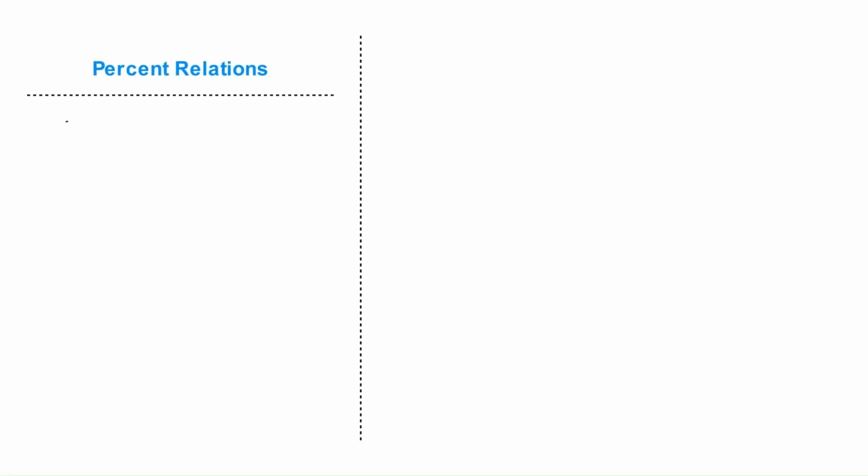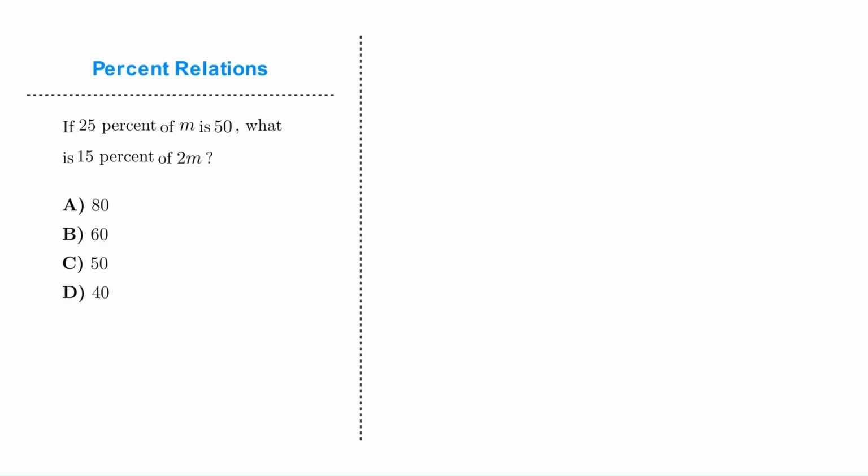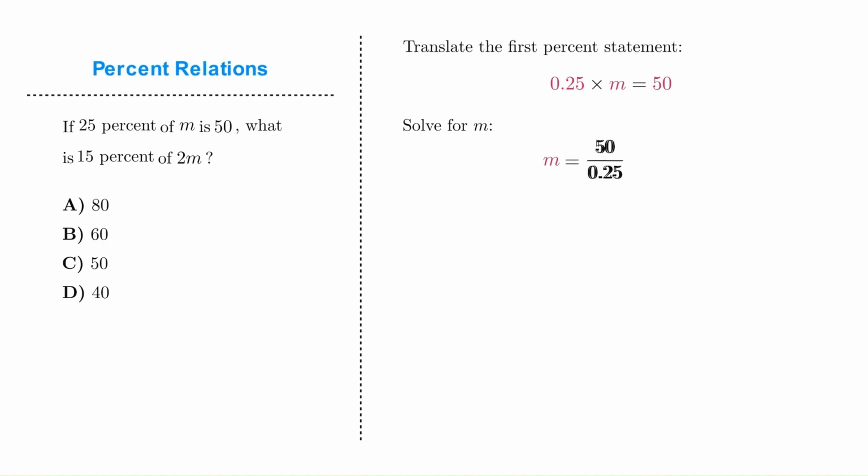Let's look at a problem involving percent relations. If 25% of m is 50, what is 15% of 2m? First, let's translate the first statement into an algebraic equation. 25% of m is 50 can be written as 0.25 times m equals 50. To solve for m, we divide both sides by 0.25, which equals 200. Next, we calculate the value of 2m, which equals 400.